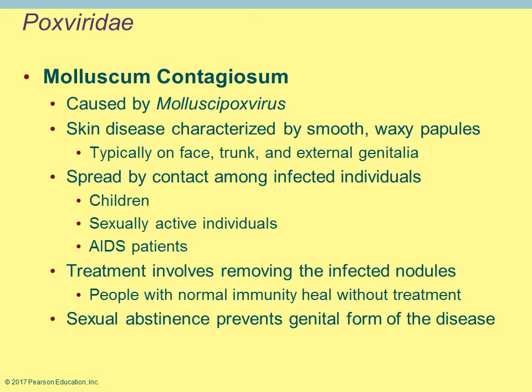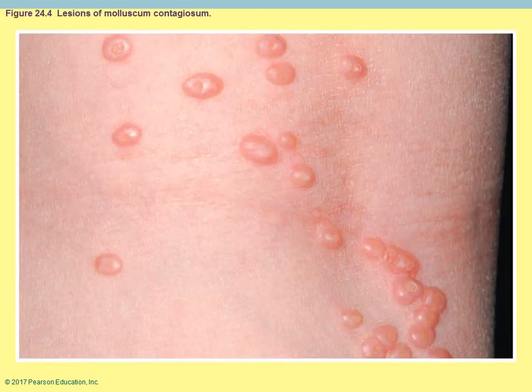Another type of poxvirus, we're all within this family, Poxviridae, is molluscum poxvirus, which does cause a skin disease. You tend to have these smooth, waxy papules. It tends to be spread by contact with an infected individual. It can be transmitted between individuals who are sexually active. Treatment involves removing that infected nodule. If you have normal immunity, you normally heal fine without any treatment. And this shows the lesions that are formed by it.